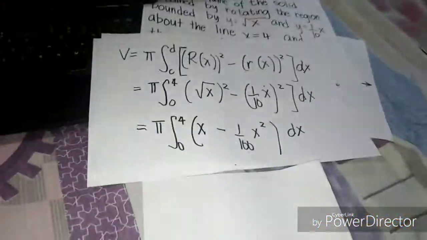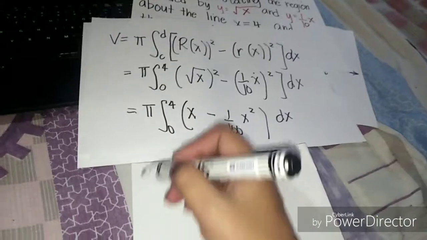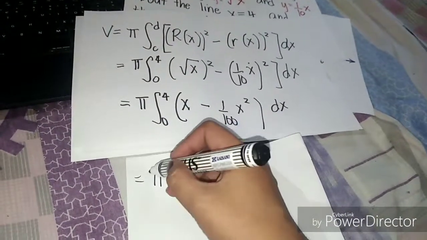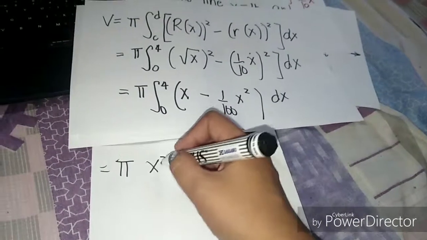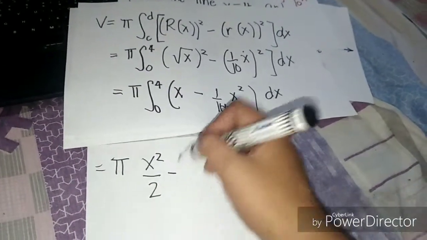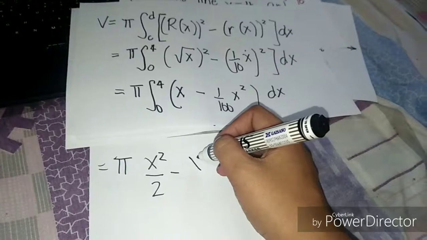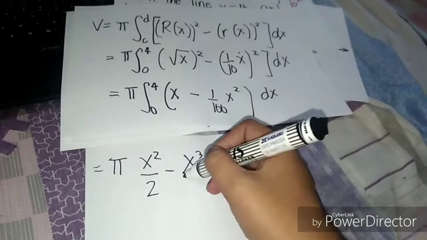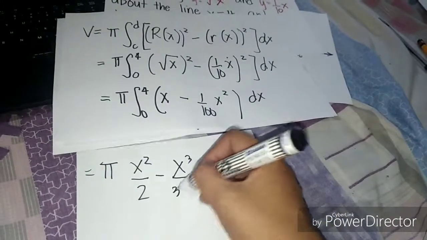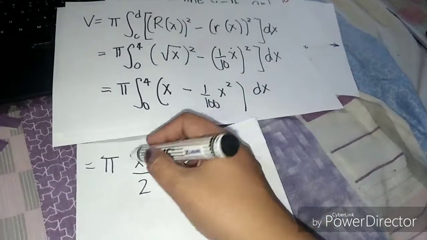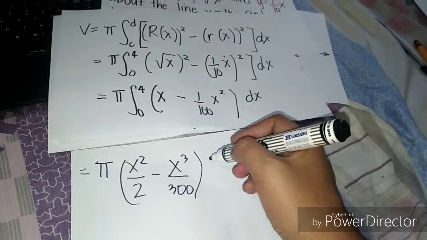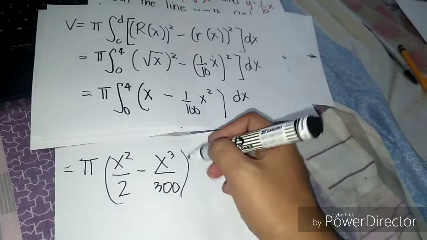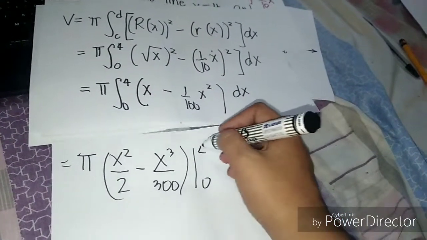Okay, let us integrate this, which is equal to pi times. The integration of x is x squared over 2, minus the integration of x squared, which is x cubed over 3 times 100, is 300, evaluating from 0 to 4.